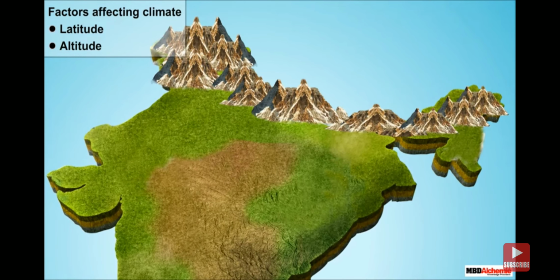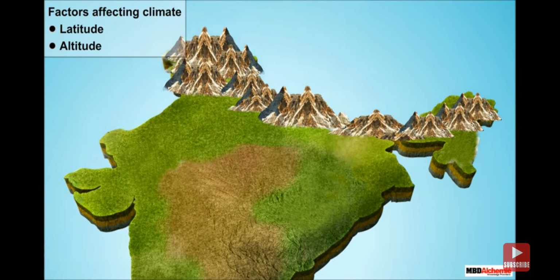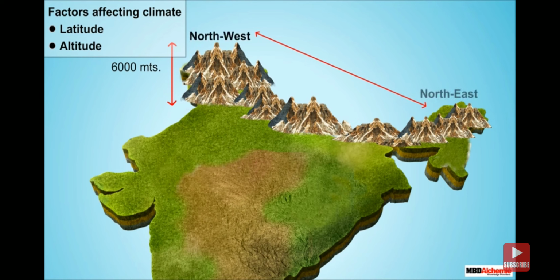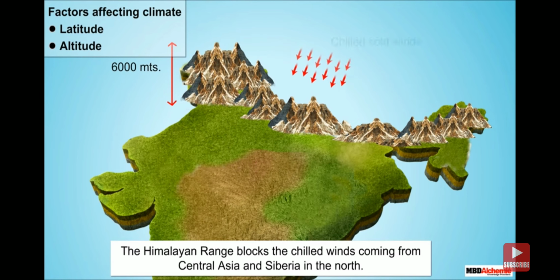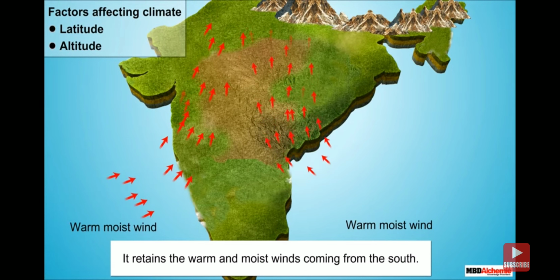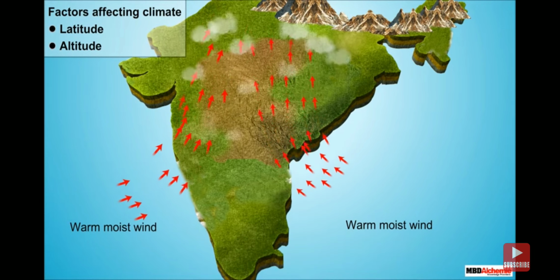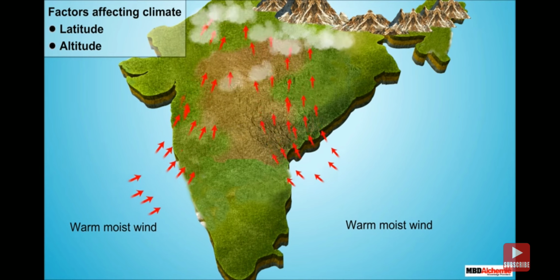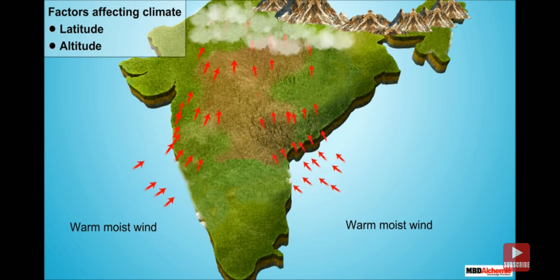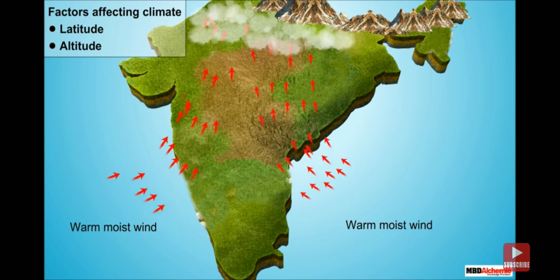The Himalayan range, standing to the north of India, has an average height of 6,000 meters. This range extends from northwest to northeast of India. It blocks the chilled cold winds coming from Central Asia and Siberia in the north. On the other hand, it retains the warm and moist winds coming from the south. Thus, India, especially in the northern part, does not have an extreme cold or dry winters like Central Asia.